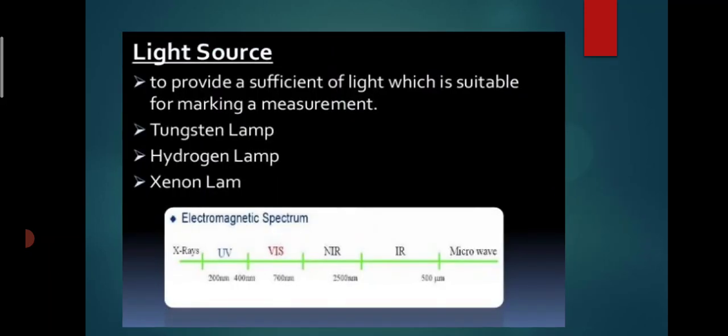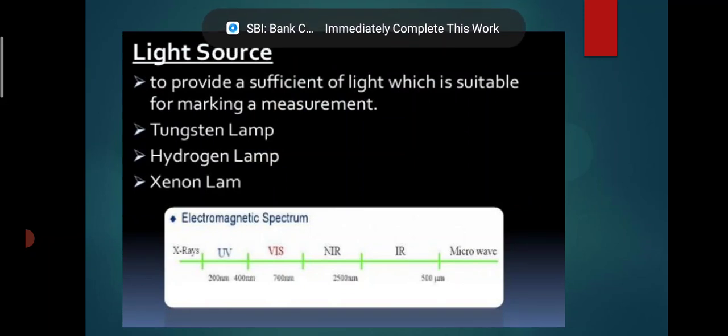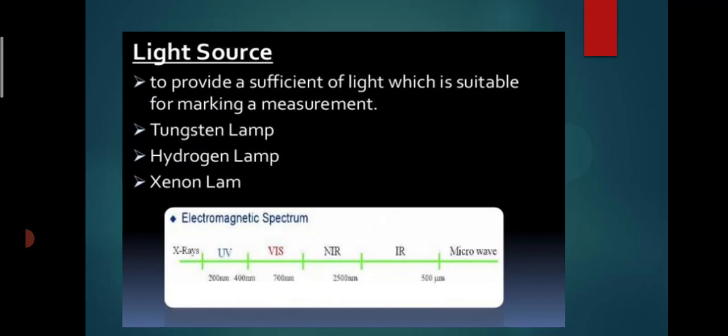Next we go for the light source, which provides sufficient light suitable for making a measurement. Here we see that three types of light source are used: tungsten lamp, hydrogen lamp and xenon lamp. These are the three lamps normally used as light sources.